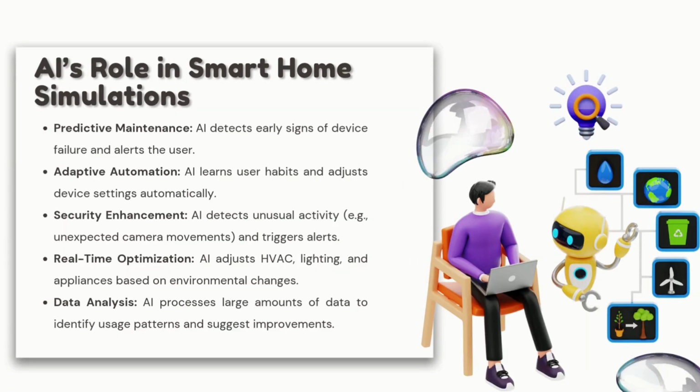AI plays a key role in smart home simulations. Predictive maintenance detects early signs of device failure and alerts the user. Adaptive automation adjusts device settings based on user habits. AI enhances security by detecting unusual activity and triggering alerts. Real-time optimization adjusts HVAC, lighting, and appliances based on environmental changes. Data analysis helps identify usage patterns and suggest improvements.